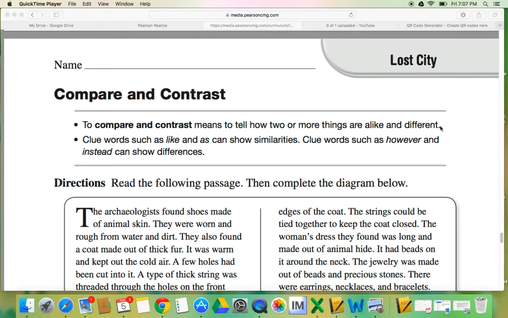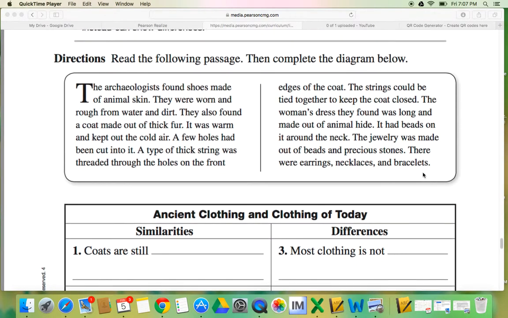Compare and contrast. Compare is to tell how two things are the same. They use words like same, alike, both, similar, similarities. Any of those words are clue words to help show how two things might be the same. Contrast is how two things are different. They use words like but, instead, unlike, and however to signal a contrast.